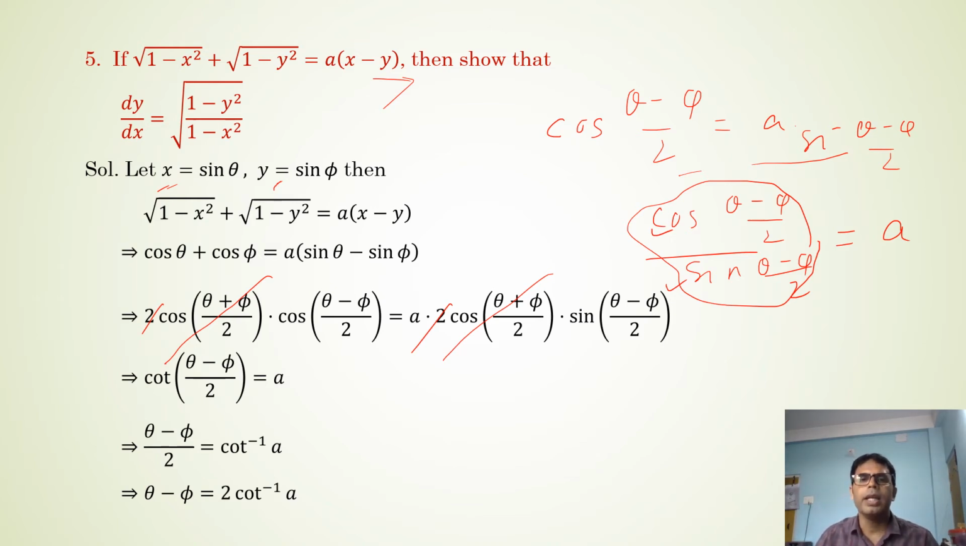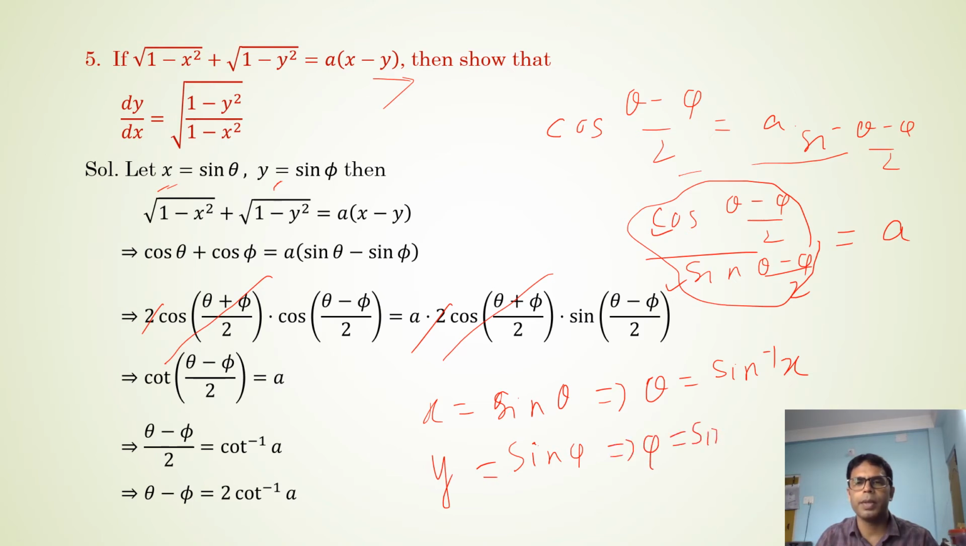Now again, replace theta and phi. What was theta? We had x equal to sin theta only, so theta is simply sin inverse x. Similarly for y, the value was sin phi, so phi is simply sin inverse y. Use these two values in place of theta and phi. Okay, so you write the next line, I am erasing.